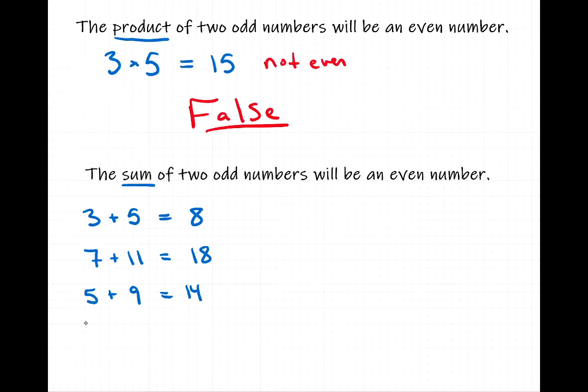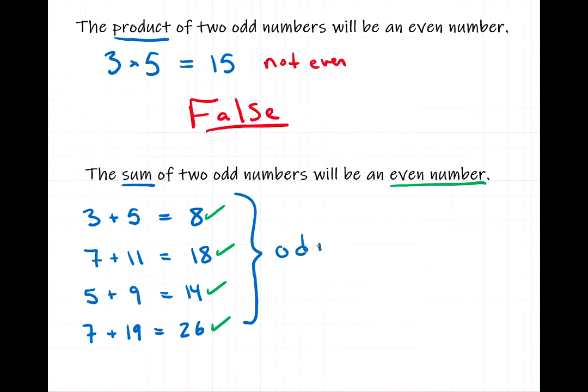Let's say 7 plus 19. Well, that equals 26. Okay, so we have an even number, even number, even number, even number. That's what we're looking for, even numbers. But we haven't actually proven anything. What we've done is compile some data that tells us this is probably a true statement. But we've only proven it for these 4 specific cases.